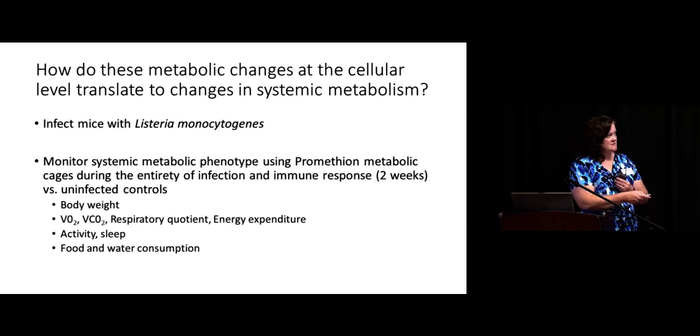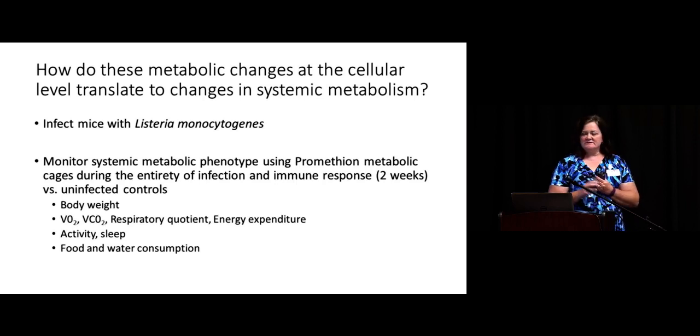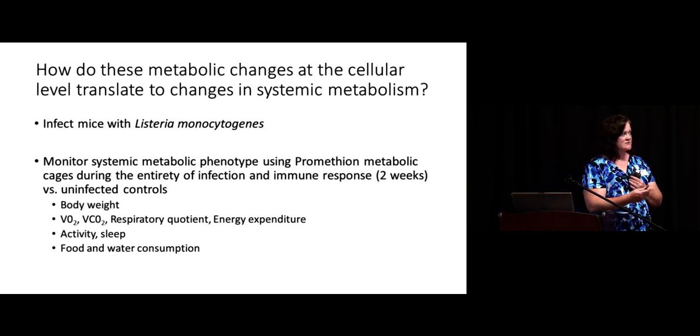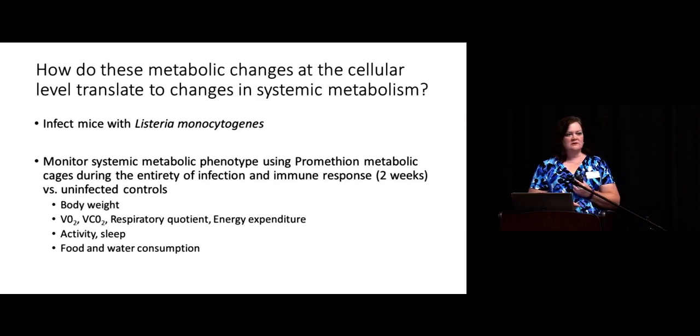And so what we did was to infect the mice with this pathogen and then monitor a bunch of different metabolic readouts using Promethion metabolic cages. And these cages are fantastic in that they can collect body weight measurements constantly, oxygen and CO2 exchange. We can establish energy expenditure and activity and sleep, which I think is phenomenal. So you can basically keep track of how much an animal moves, how much it sleeps, and food and water consumption. All of these are really important to understanding our metabolic demands.